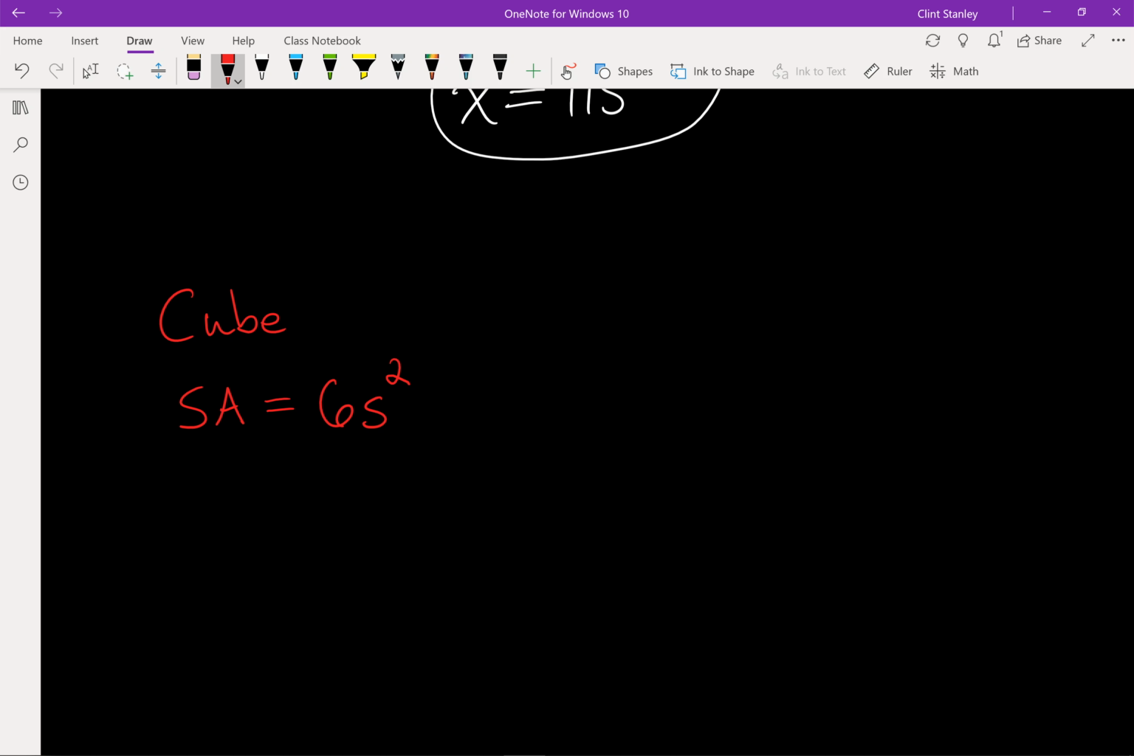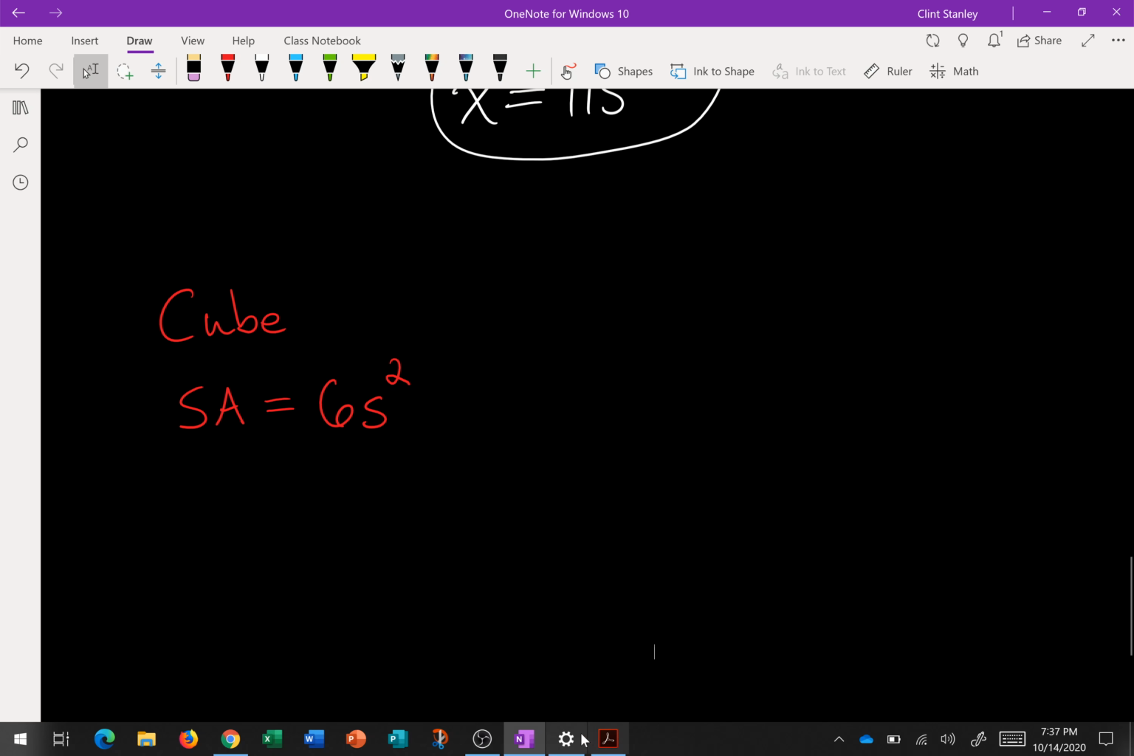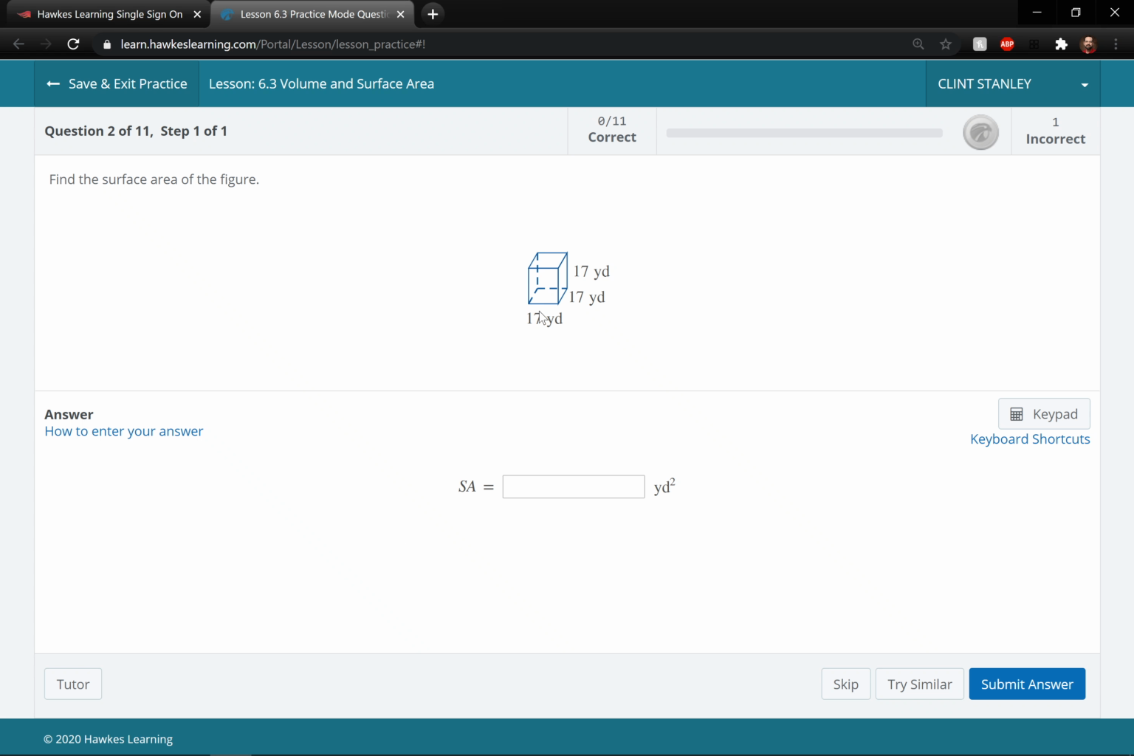Okay, so this is kind of nice. So we would just do 17 squared times 6 to get the surface area here. Because we've got 6 sides, and each side is going to be 17 times 17 for our area. So 17 squared.